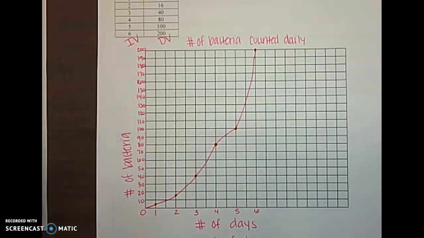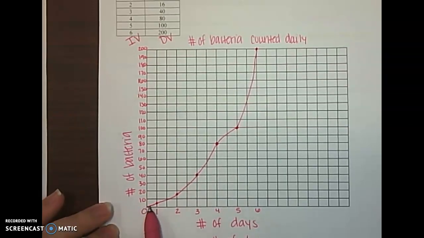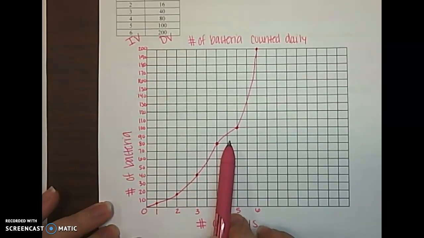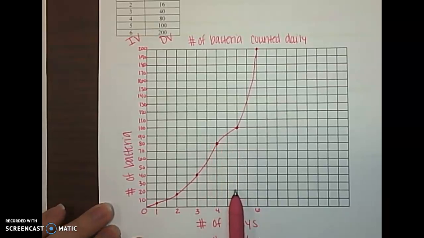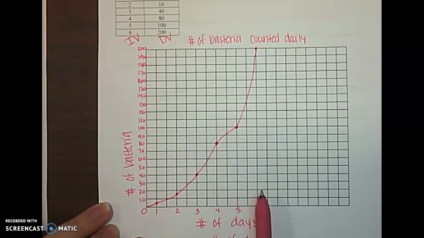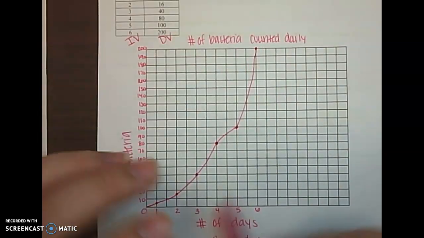Or I could ask you to discuss the overall graph. So you would say the growth of bacteria slowly increased until you got to day 5, and it dramatically increased between days 5 and 6. So you need to be able to determine a graph and be able to read it as well.